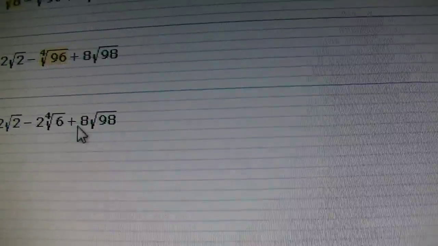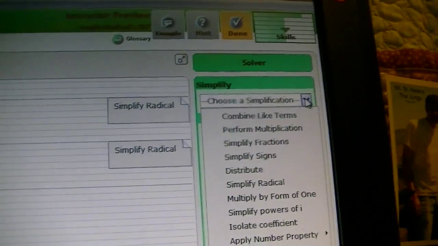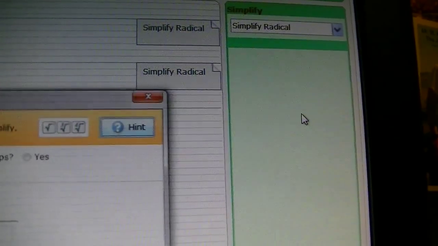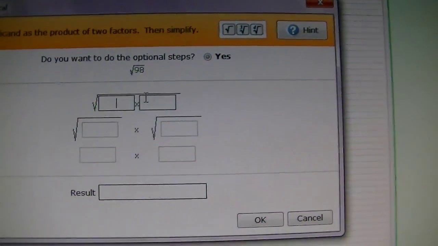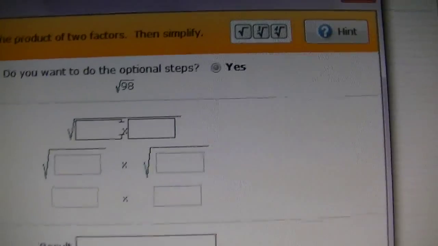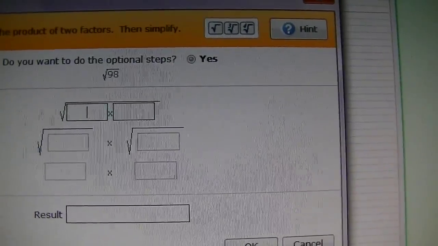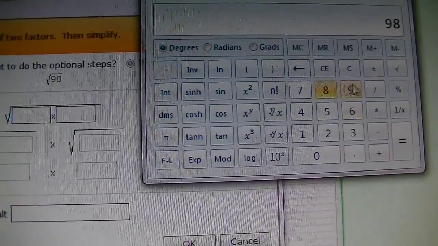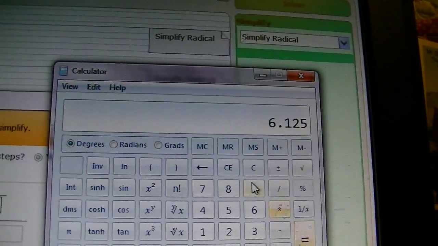Awesome. Okay, so now I got 2 of them simplified pretty nicely. Now I need to do the third one. So go back over here and choose simplify the radical and choose yes. And now, what number goes into 98? So again, I'm going to bring up the calculator. I'm going to go for 16 again. 98 divided by 16, just to see. Oh, it doesn't come out even.